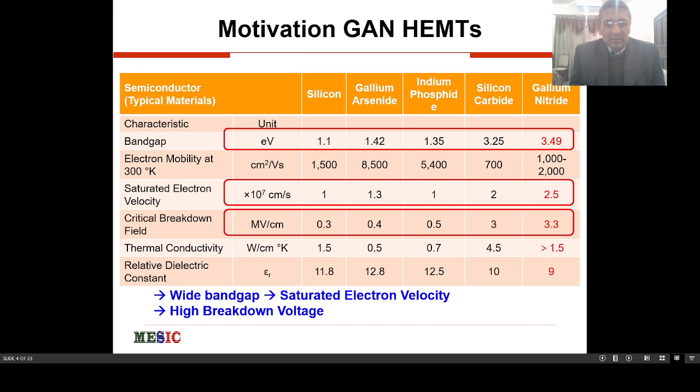other materials. And it has a high breakdown voltage as compared to silicon, which is 0.3, while it has 3.3. It is like 5 to 7 times higher breakdown voltage. That means if you give it a very high voltage, it will take longer to break as compared to silicon, which is 0.3 voltage per centimeter. And it has a dielectric constant of 9.